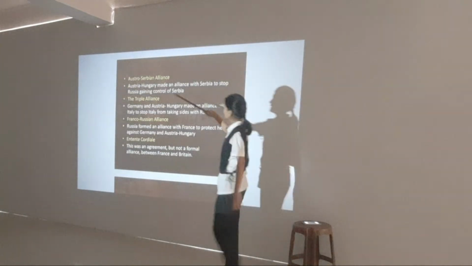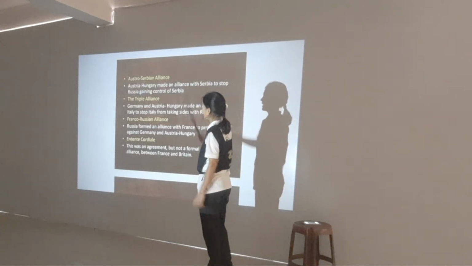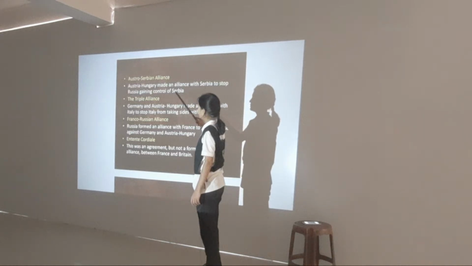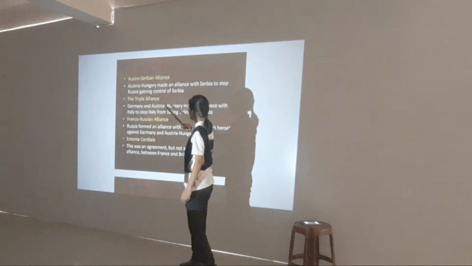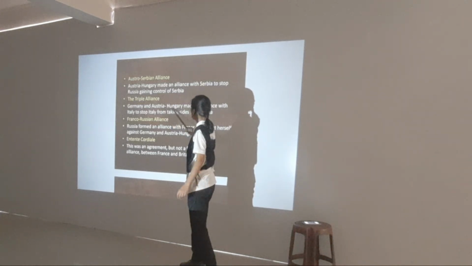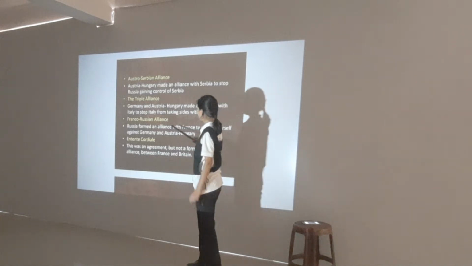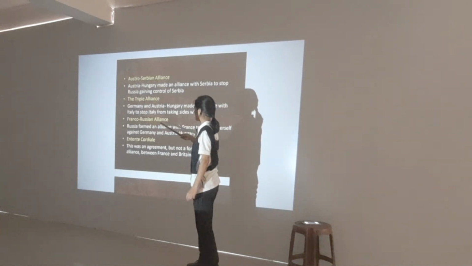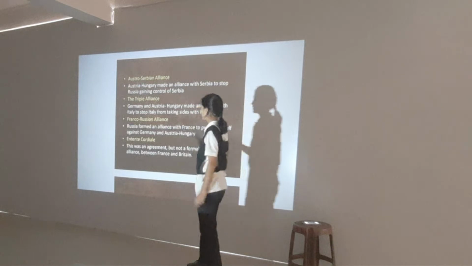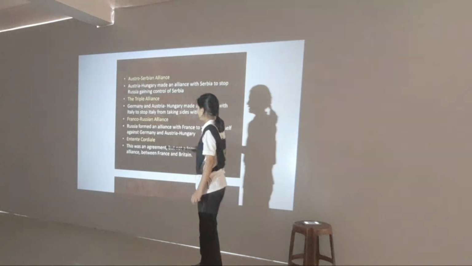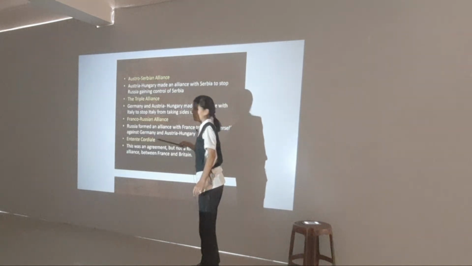So the first alliance is the Austria-Serbia alliance. The two countries, Austria and Serbia, were in an alliance, and in the Triple Alliance we saw Germany, Austria and Hungary confronting the world. The third type of alliance is the Franco-Russian alliance. In this, Russia formed an alliance with France, and this is the Entente Cordiale.